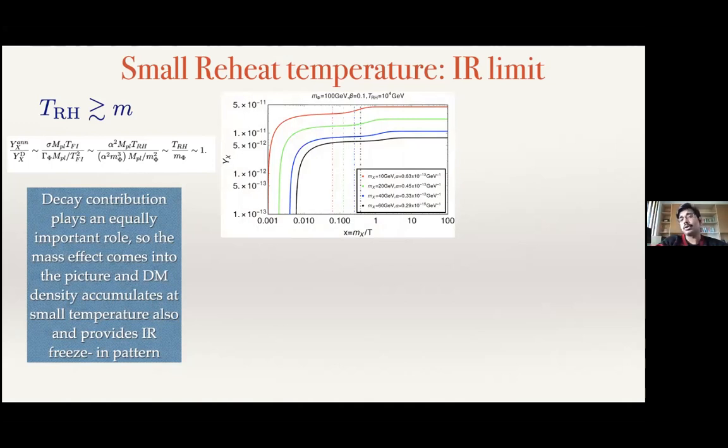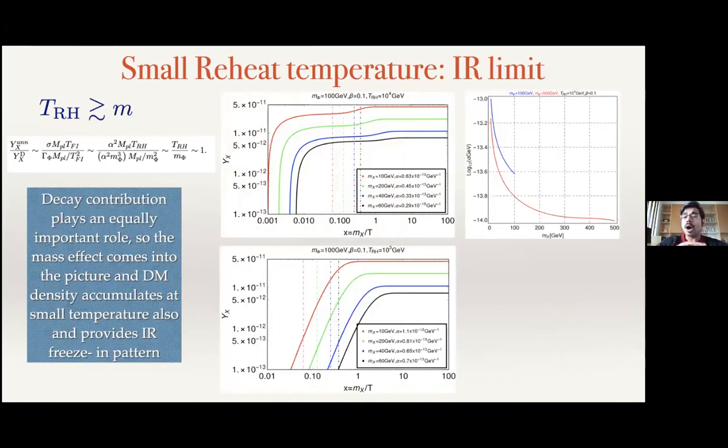Here, when you take T reheat of the order of 10 to the power 4, there is a UV behavior, where a bulk of production accumulates at very high temperature, but the decay contribution becomes important at the later part of the story, at lower temperature, and then there is another added accumulation, as you see here. If you drop the temperature even further, like 10 to the power 3 GeV, very close to the mass of pi, then you see a very typical IR pattern, where the dark matter density accumulates slowly, and finally settles down at the temperature at the scale of the dark matter mass itself.